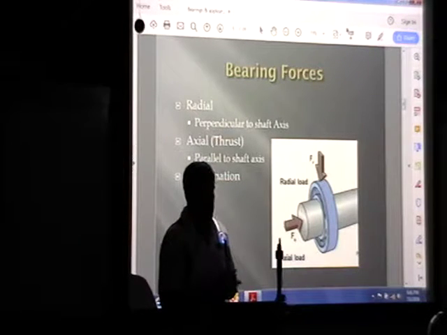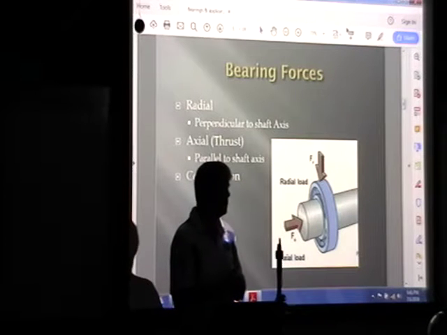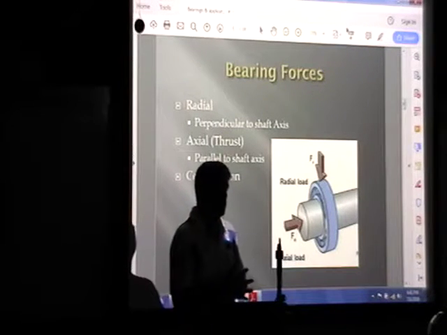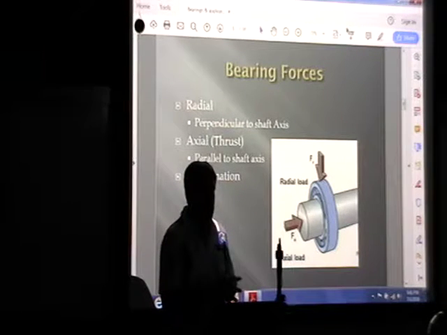So some bearings can only take thrust, some bearings can only take radial, and then there are some compound bearings that can take both. You've got some deep groove ball bearings that can handle radial and thrust load, and then you've got some other kinds of bearings that just take thrust load.